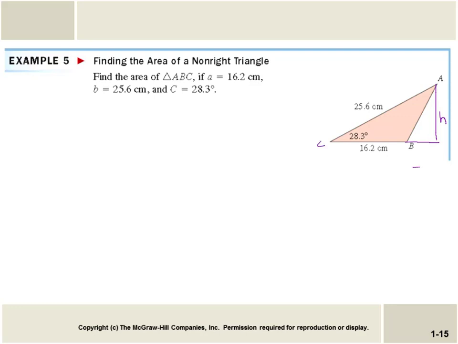So this is angle C, this is A, and this is B. Okay? So h over 16.2 equals sine of 28.3. 16.2 is equal to what? Sine 28.3. What's the sine? How do I get the sine? Here's my angle.